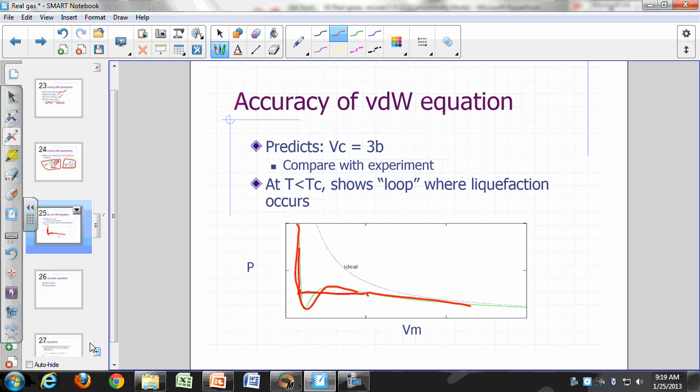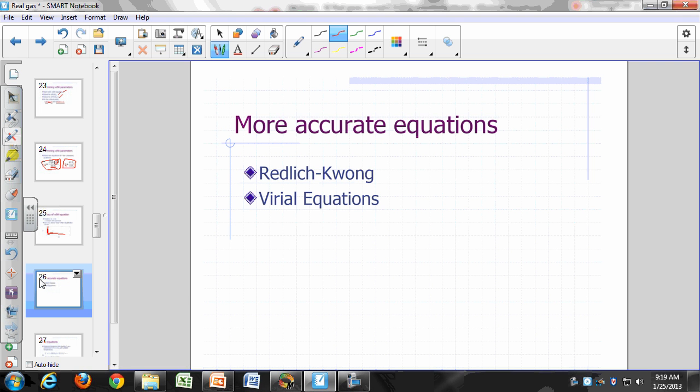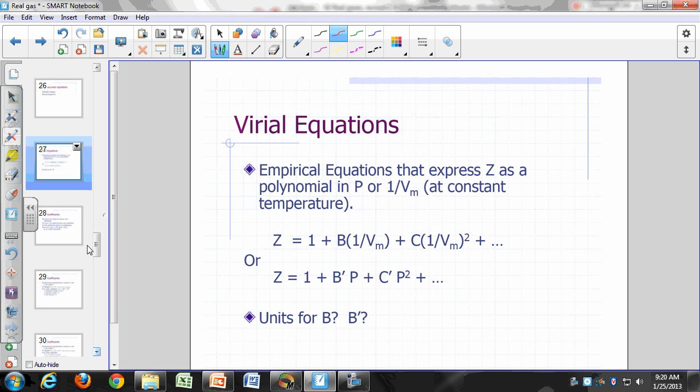And the van der Waals equation really is just a qualitative equation. It's not perfect. It's not as accurate as can be, but it's a little better than the ideal gas equation. There are other equations that are more accurate than the van der Waals equation. The Redlich-Kwong in particular, and virial equations, which are purely based on empirical data. They're the ones that are more useful if you want to actually calculate numbers for your experimental predictions. Okay, so let's talk about virial equations.